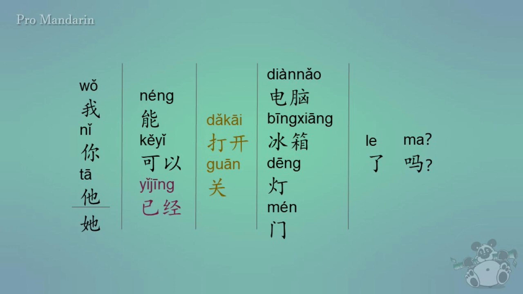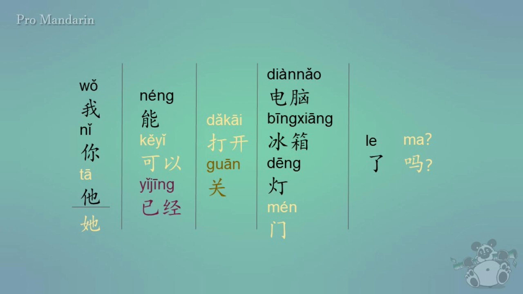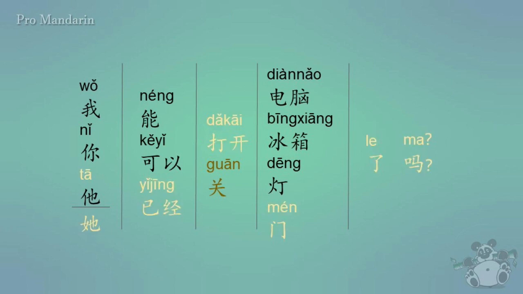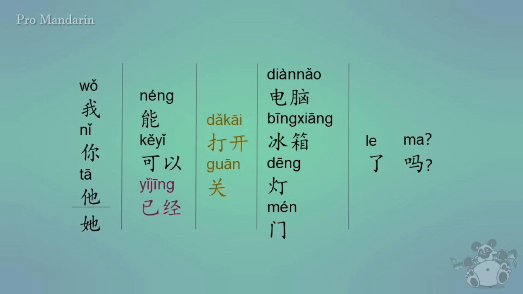她可以打开门吗? Okay, before we move on, actually, let me give you just a couple more quick examples based on this last one. Instead of saying, can she open the door, we're going to ask, did she already open the door? So how would you say that then? 她已经打开门了吗?